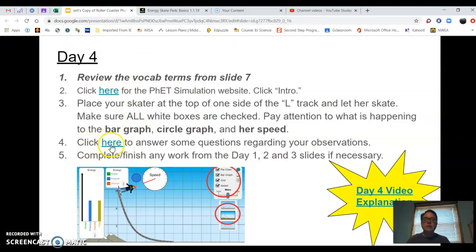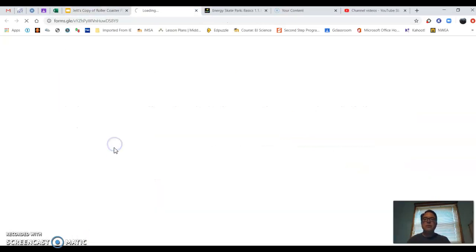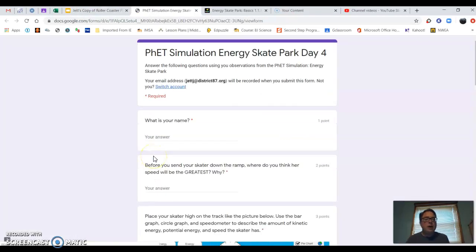Number 4 says click here to answer some questions regarding your observations. So let's go there, open our form. Remember, forms are how you tell me what you've learned, and this is how you get your grade. So make sure you do all of the different forms on this, and by doing that you'll be able to follow your progress in Skyward.